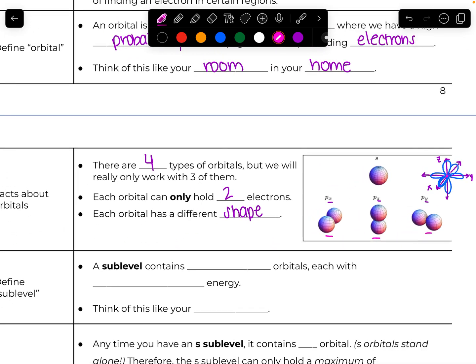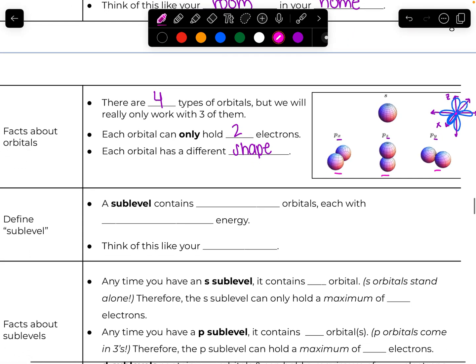Okay, so that's what an orbital is. It holds 2 electrons. They each have a different shape. There's 4 types of them. Then you have sublevels. So don't overthink a sublevel. What a sublevel really is, it contains multiple orbitals, each with equivalent energy.